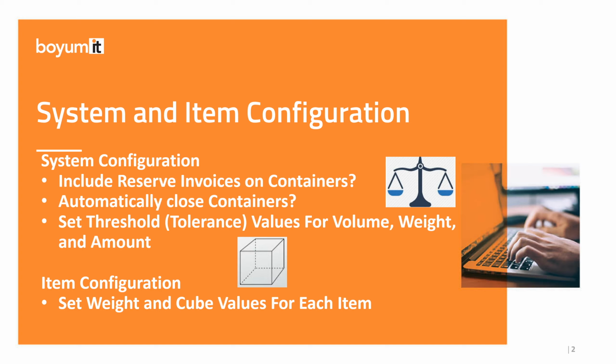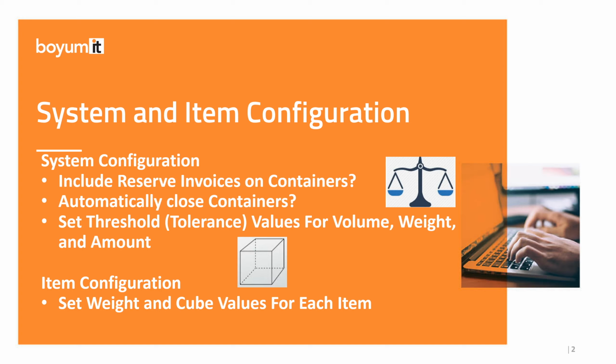Your next step for your global configuration will be to set threshold values for your volume, weight, and financial amounts so that you can best track the material that is being put into the container. So once you've set these thresholds, you're saying, I'm not going to allow, or I want to have a visual indication of any material that's over a certain percentage of the allowed value going into the cube or the weight of our container.